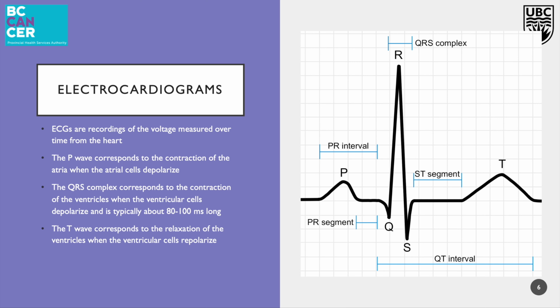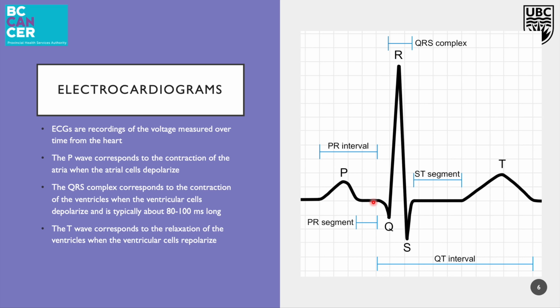In order to check for any issues with the electrical conduction system, we have a test known as an electrocardiogram, or an ECG. So ECGs are recordings of the voltage measured over time from the heart, and they're done by placing little electrodes over a person's body. Now, a single beat from a heart in sinus rhythm, or a regular healthy rhythm, is shown here.